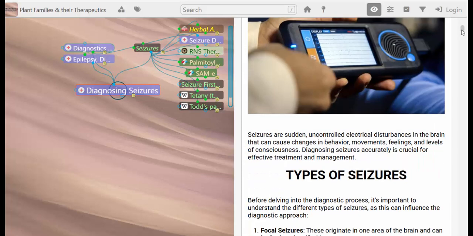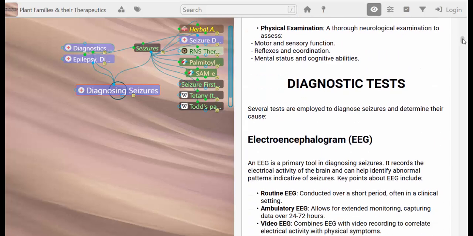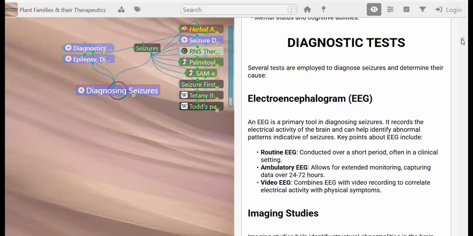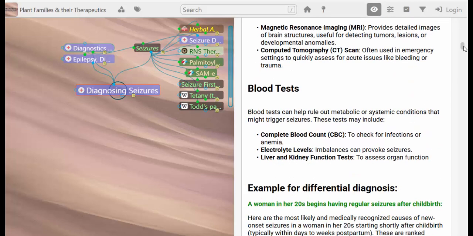We've already talked about what seizures are and a little bit about the types, so let's skip down to initial assessment. Here you're going to begin with a comprehensive medical history and physical exam. The key components are listed below. Then there are specific diagnostic tests like the electroencephalogram, imaging studies, blood tests. So if you want to find out about seizures, make sure these tests are getting done, okay?